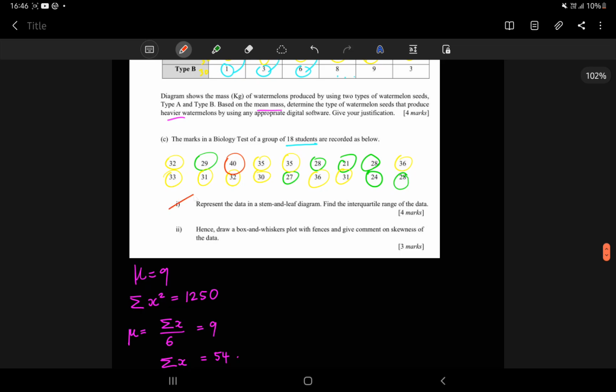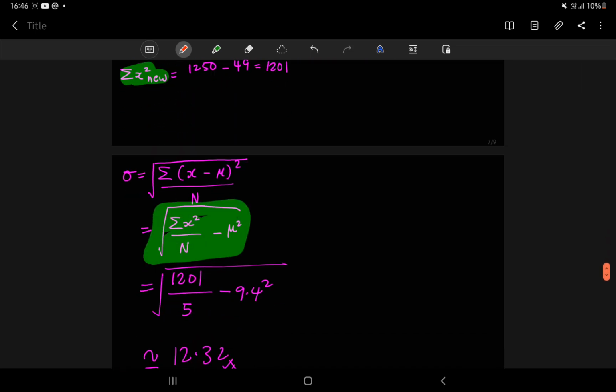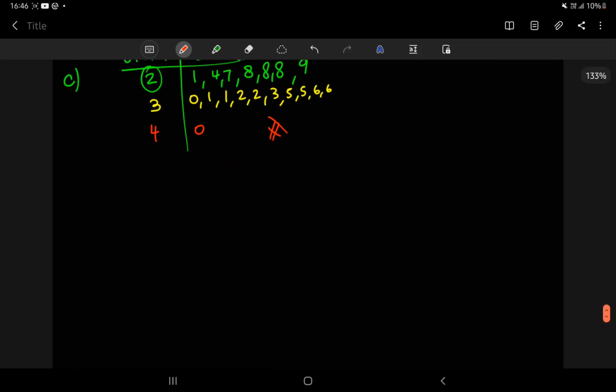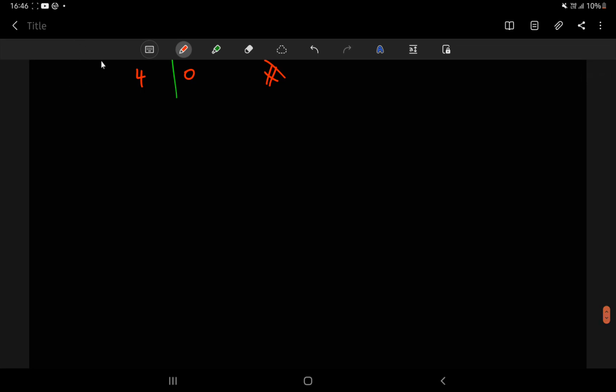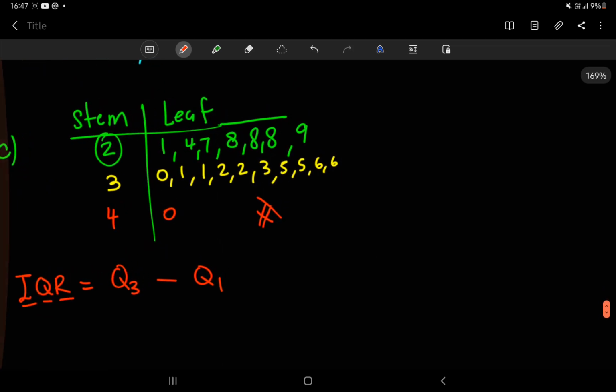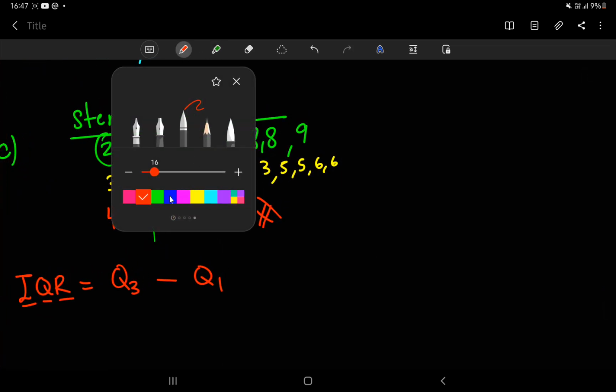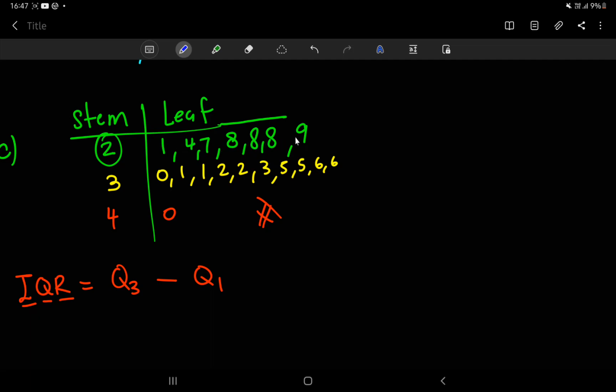Now find the interquartile range. The interquartile range, IQR, is given by the third quartile minus the first quartile. Because we have 18 data values, counting 1 2 3 4 5 6 7 8 9 10 11 12 13 14 15 16 17 18, n equals 18.